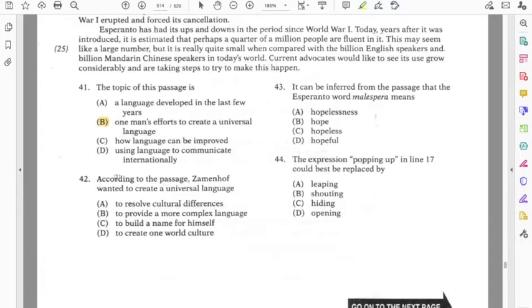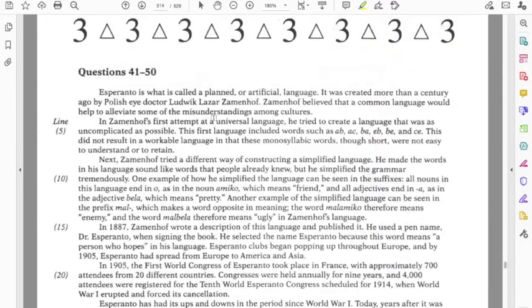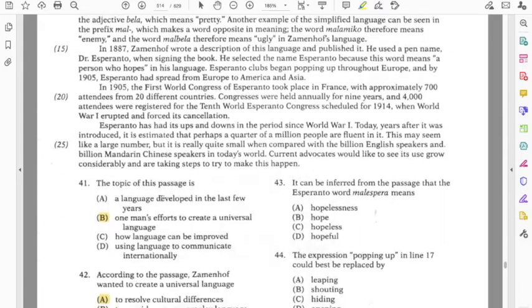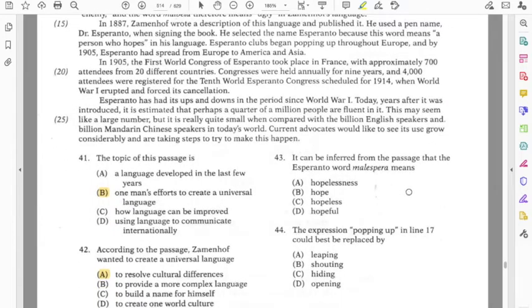According to the passage, Zamenhof wanted to create a universal language to resolve cultural differences. Right there in the topic sentence, the first paragraph. Misunderstandings among cultures. Differences, misunderstandings, to provide a more complex, no, the opposite. He wanted a simplified one. To build a name for himself, no, he sounded like he wanted to do something for others. To create one world culture, not so much, but he wanted to reduce the misunderstandings between the many cultures.